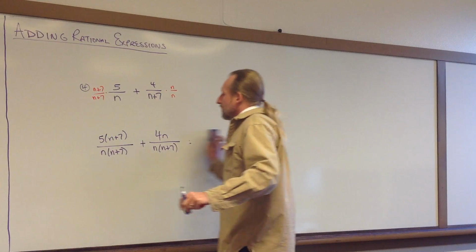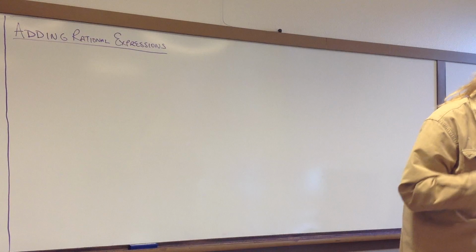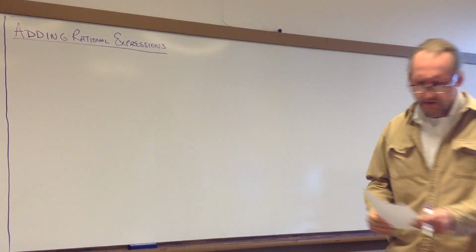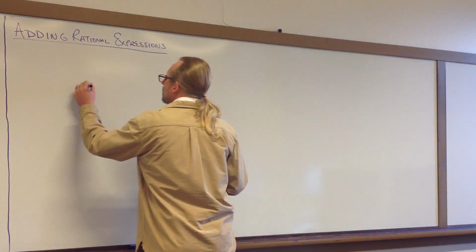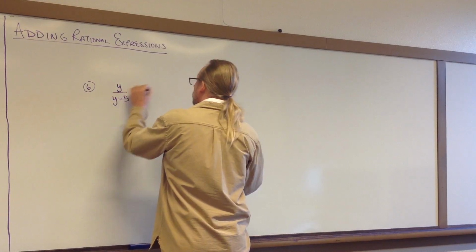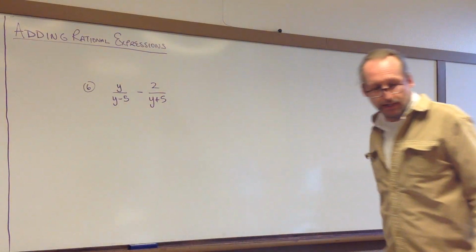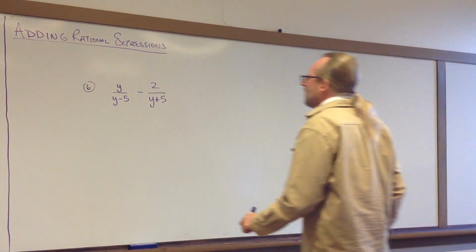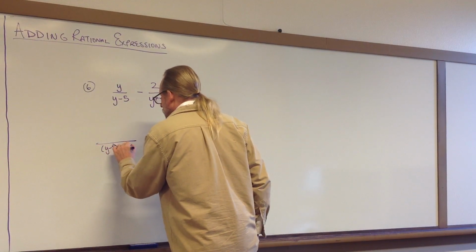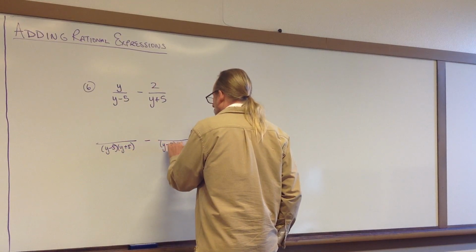All right, let's keep going with these. Okay, let's see here. Problem 6. We've got y over y minus 5 minus 2 over y plus 5. Okay, well these denominators are a little bit more complicated, but they're both still prime, and so the common denominator is just going to be the two of them multiplied together.